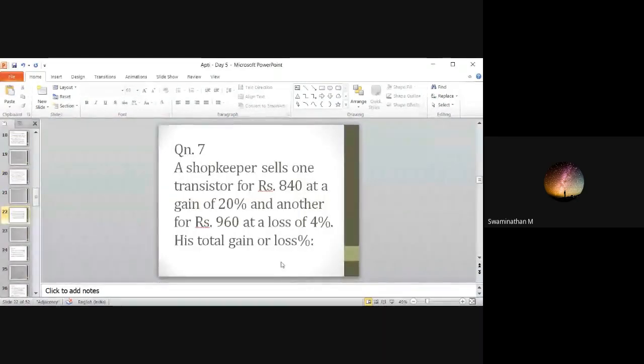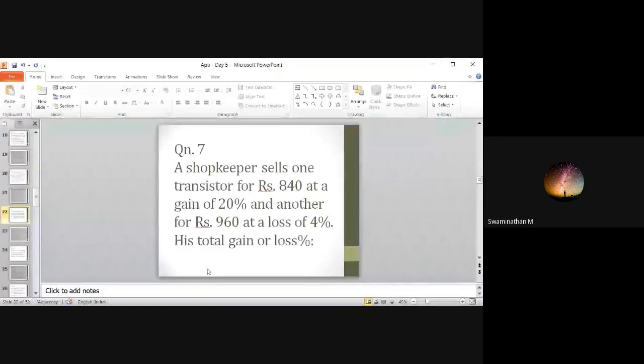A shopkeeper sells one transistor for rupees 840 at a gain of 20%, and another for rupees 960 at a loss of 4%. Find the total gain or loss percent. I repeat, a shopkeeper sells one transistor for rupees 840 at a gain of 20% and another for rupees 960 at a loss of 4%. Find the total gain or loss.